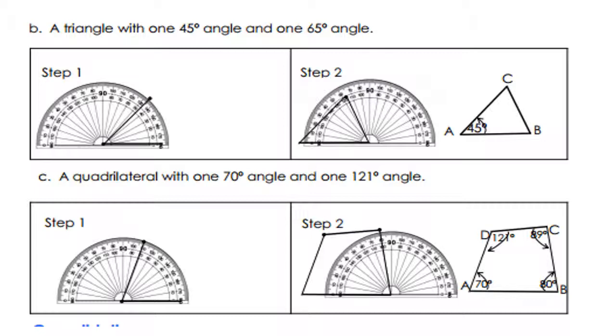Number C is my quadrilateral. We have a 70 degree angle and a 120 degree angle. The 70 degree is right at the bottom with angle A there. And then we do 121 is the second one, which is shown as angle D. And now you can just measure the rest of your angles. And you have a quadrilateral with 70 degree angles and 120 degree angles.